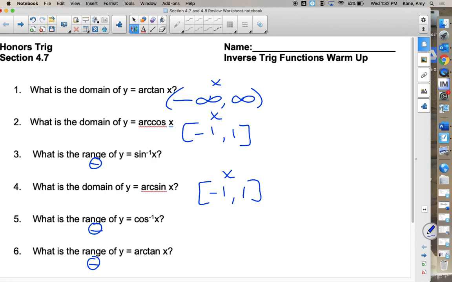So what angles would work for the inverse sine, Odette? Yeah, so -π/2 to π/2. And that is because anything after that, it starts curving back up or curving down and it doesn't pass the horizontal line test. So that's why it has to stop at those two points.